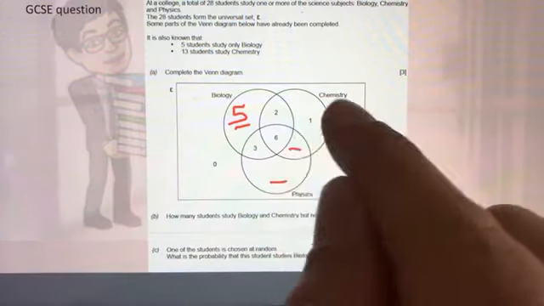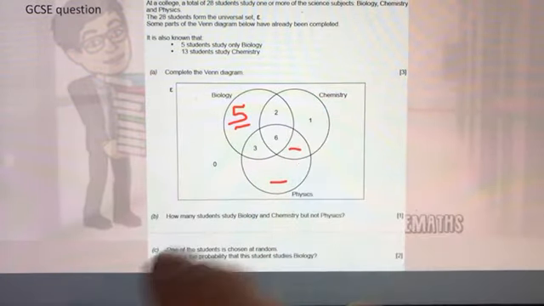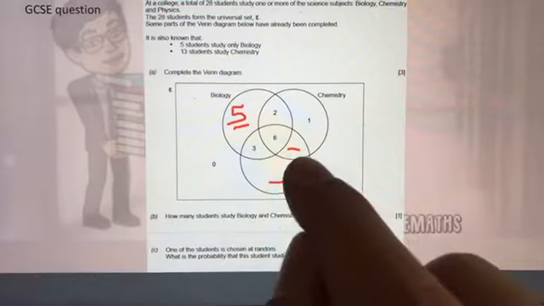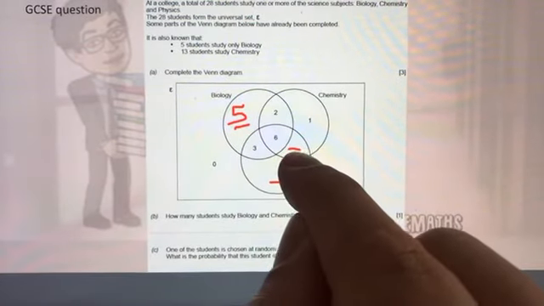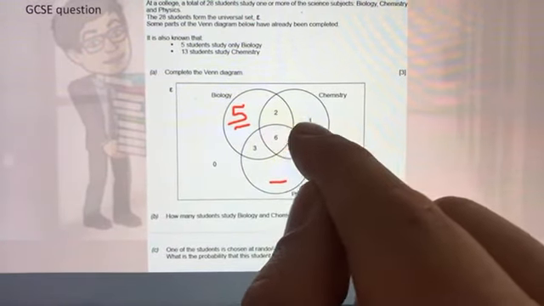Once you're there, it says 13 students study chemistry. If 13 students study chemistry, I've got a 1, a 2, and a 6, which makes it 9. That bit completes the chemistry circle. If they make 9, that's got to be 4.